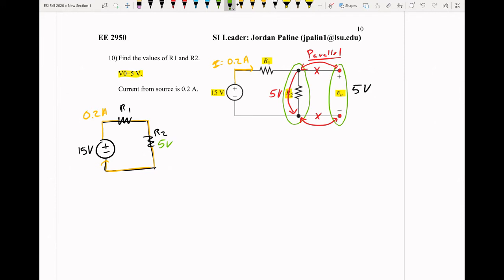So we can find this resistance value by doing V is equal to IR. So if we want to find the resistance of R2 here, we can say R2 is equal to voltage divided by the current. So R2 would be equal to 5 volts divided by 0.2 amps, which should give us 25 ohms for R2.